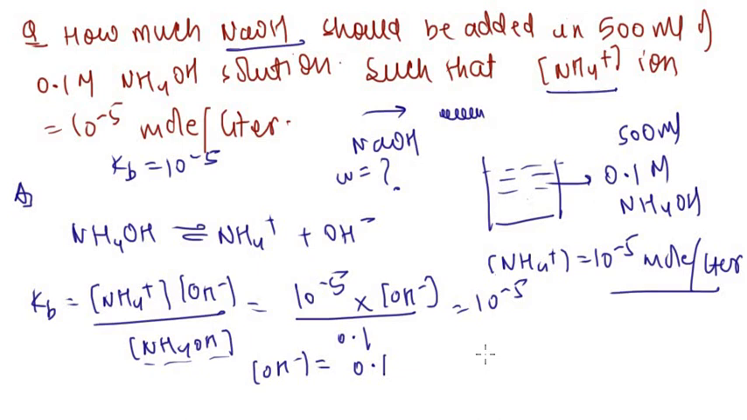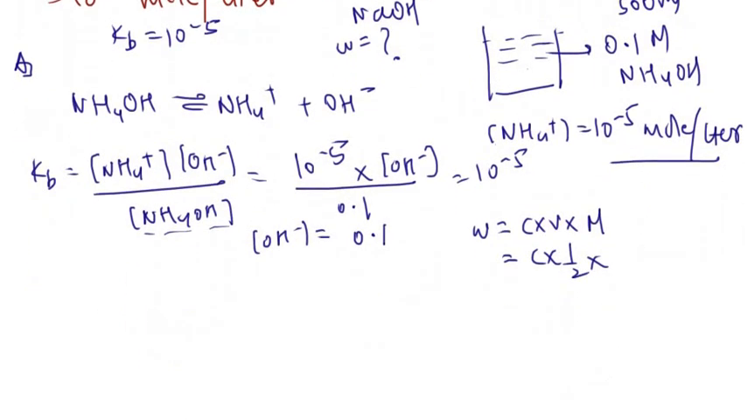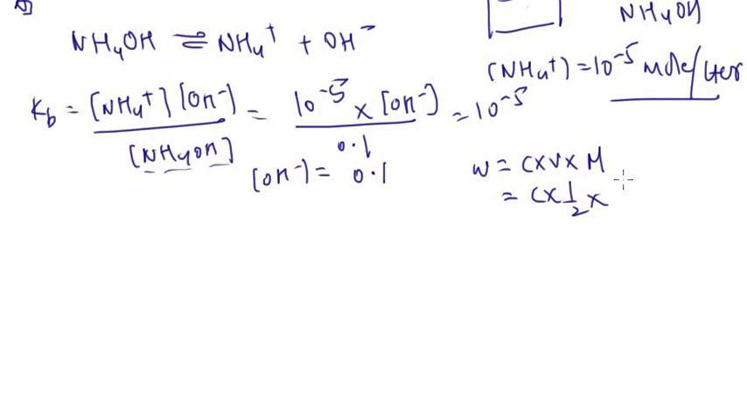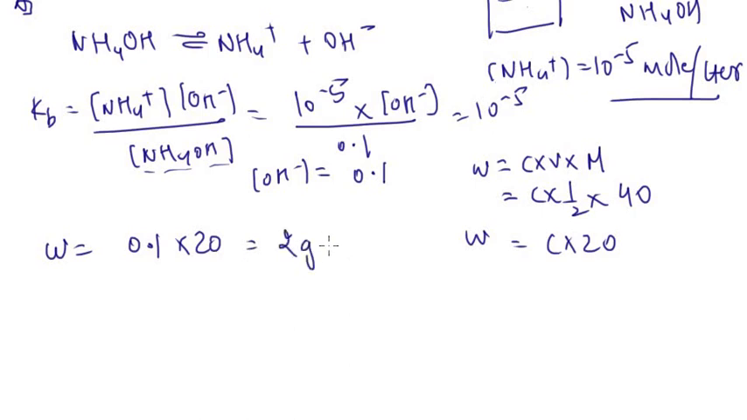And the weight of NaOH is concentration into volume into molecular mass. Volume is 500 ml, or you can say 1/2 liter, into molar mass. How much is the molar mass of NaOH? 40. So the weight is 0.1 into 1/2 into 40, which is 2 gram.